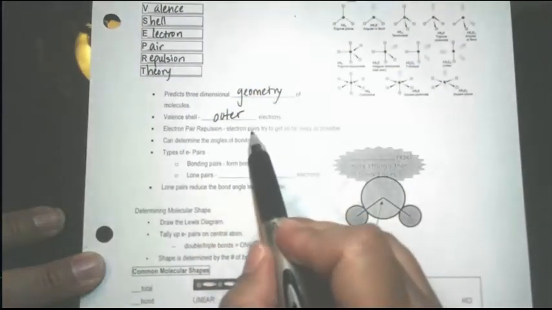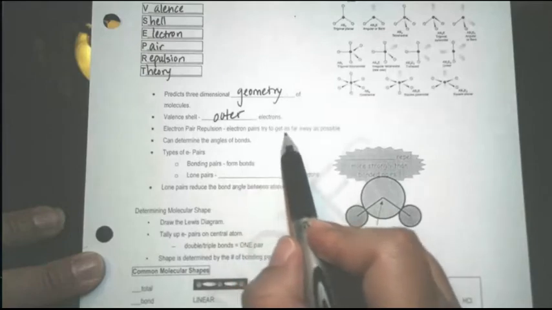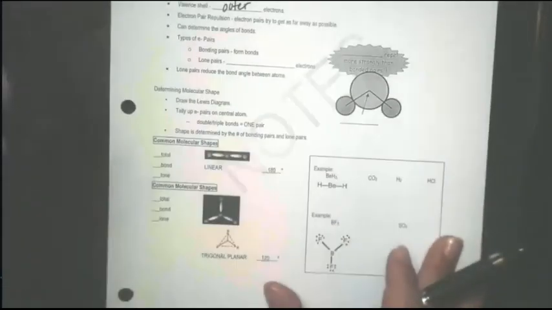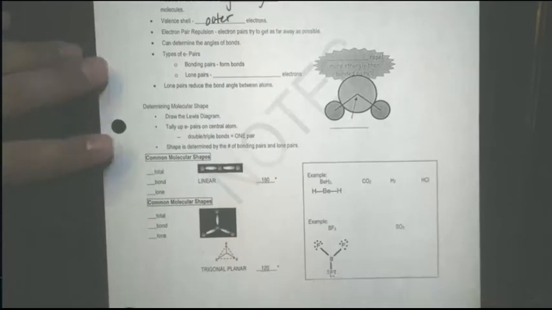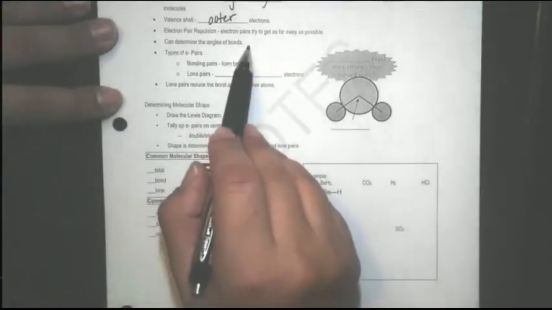Electron pair repulsion is the idea that electron pairs try to get as far away as possible. Yes, all atoms are going to work together to get their 8 on the outside whenever possible. But that doesn't mean that they just combine together. These are electrons and they don't like each other. So what we can do is determine the angles of the bonds.